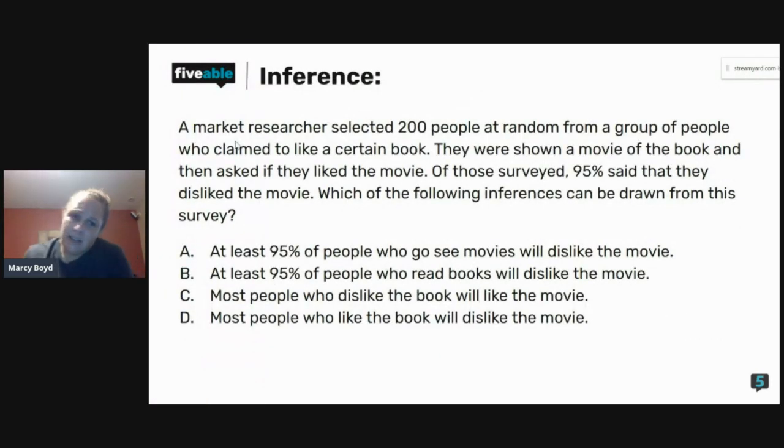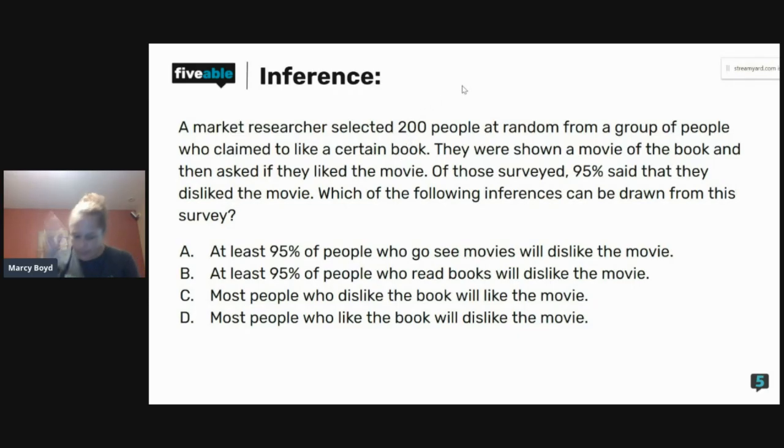All right. Inference is you inferring or coming to a logical conclusion with the information that's given to you. So again, a non-calculator example. A market researcher chooses 200 people at random. So a couple things in order to make a good inference. We need to have a large enough sample and we need to see the word random. Okay, so 200 is pretty big, right? So that's going to be our population, right? So we have 200 people chosen at random from a group of people who say they liked a certain book.